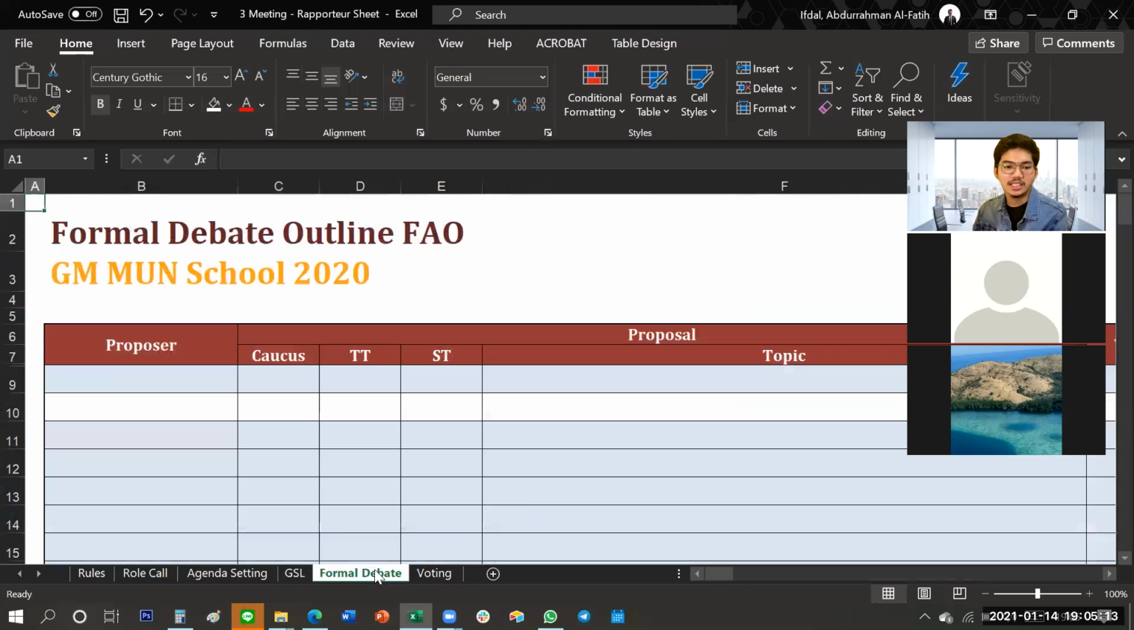Okay, the next one is formal debate. So this is the proposed. This is moderated caucus. Okay.